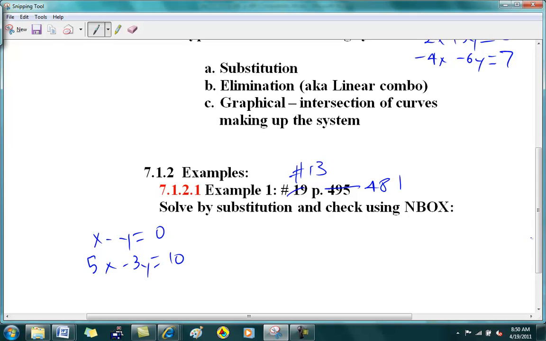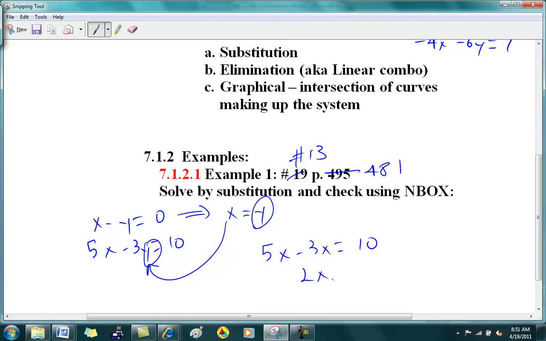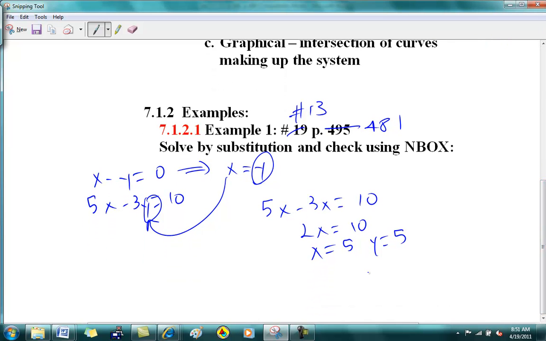So the method of substitution involves taking one variable, isolating it from one equation, and putting it into the other. This one's fairly easy. It's fairly easy to see that x is equal to y. So if I want to substitute, in place of y out here, I can put x in there. Then I would get 5x minus 3x equals 10, which gives me 2x equals 10, which gives me x equals 5. And since y is also equal to x, y is equal to 5. So your solution should be written as an xy pair, and so your answer is 5, 5.